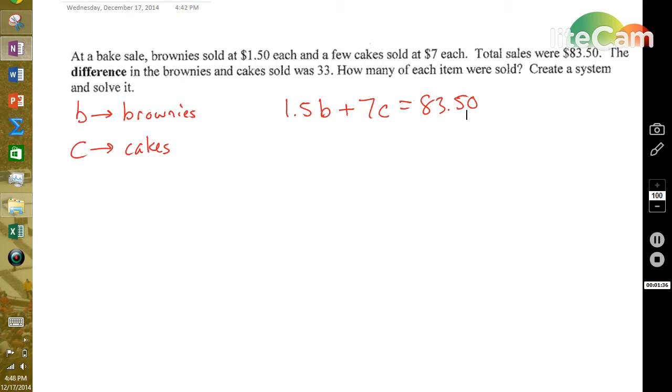The second equation deals with the next sentence. The difference in the brownies and cakes sold was 33. Difference means subtraction. So if you were to subtract brownies minus cakes, you would get 33. So your second equation is B minus C equals 33. Now I have two equations with two variables.